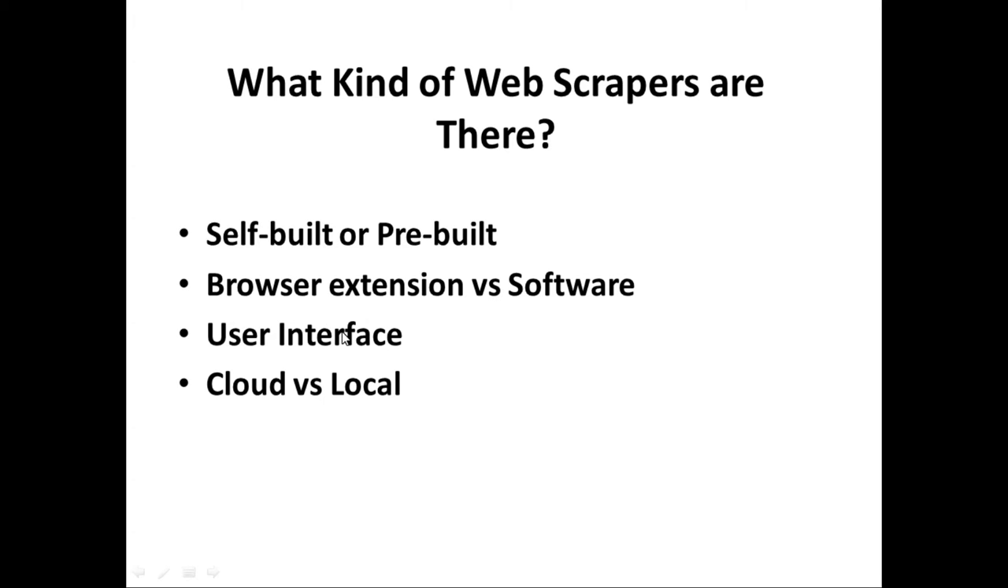Then user interface is also one kind of web scraper, where they use a user interface for scraping. Then cloud versus local, I think it is self-explanatory. In cloud, you use the cloud for web scraping, and for local, you use a local desktop or a local environment for scraping the website.